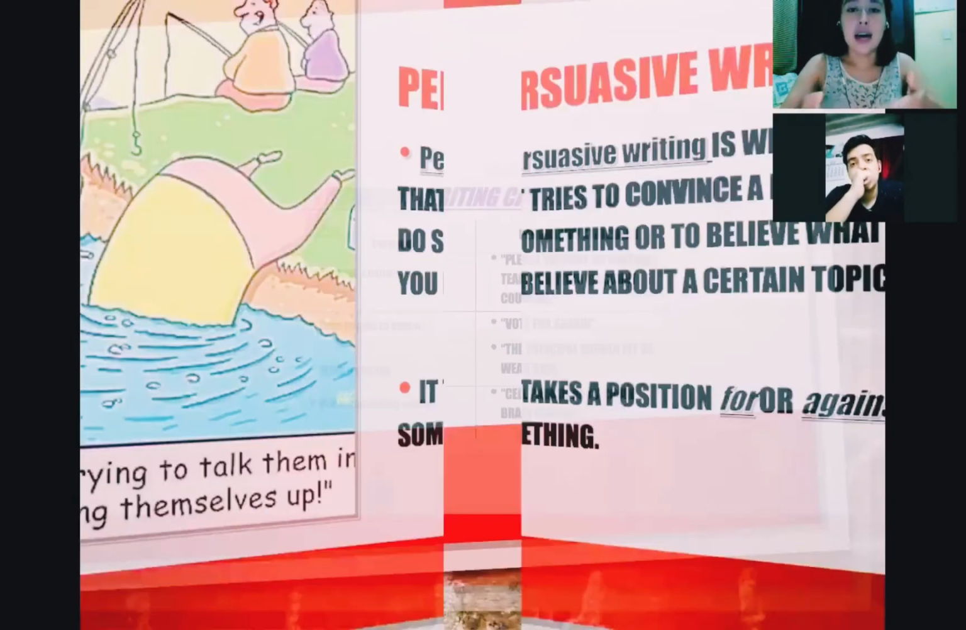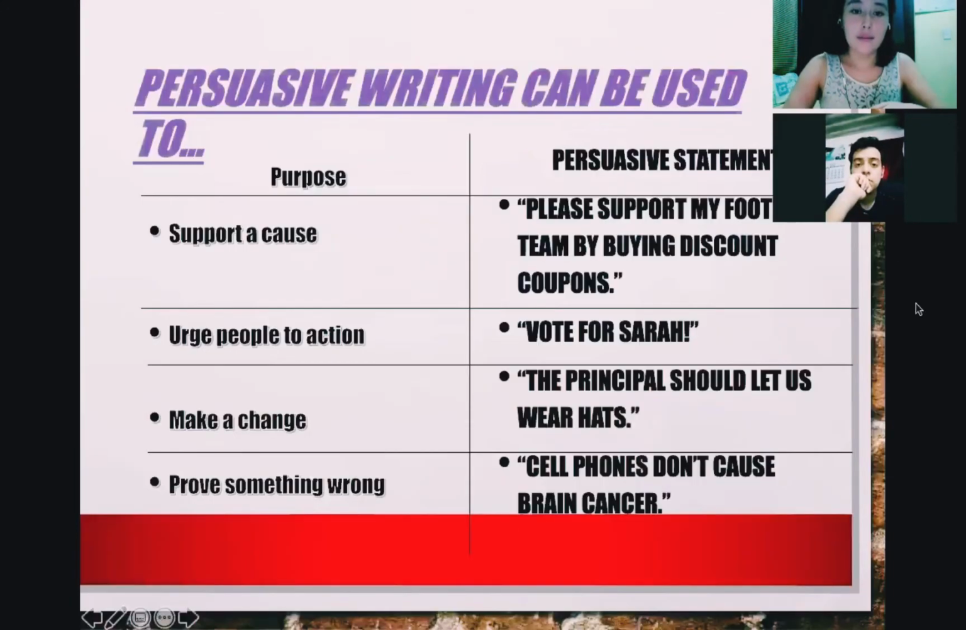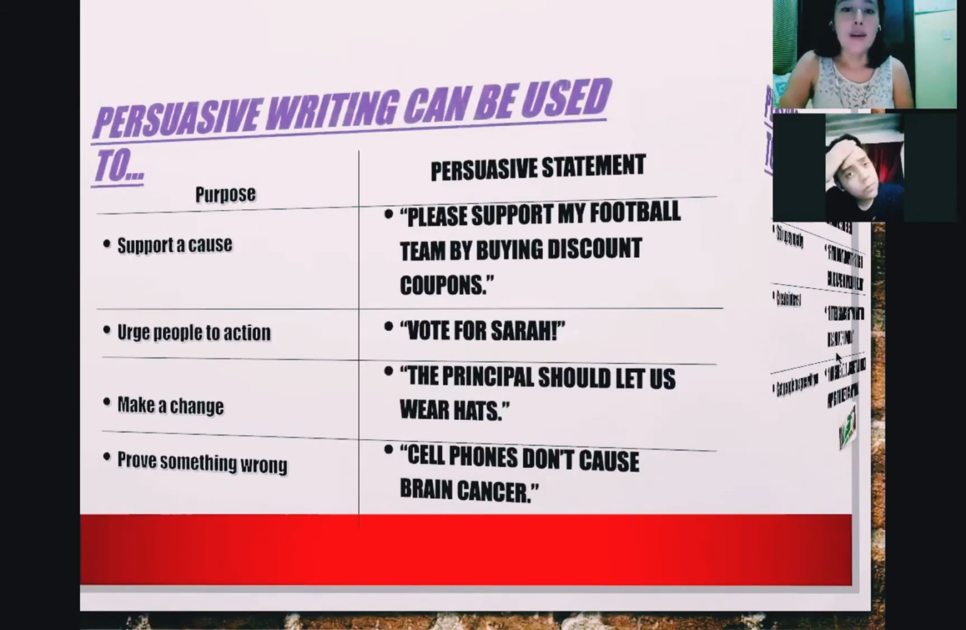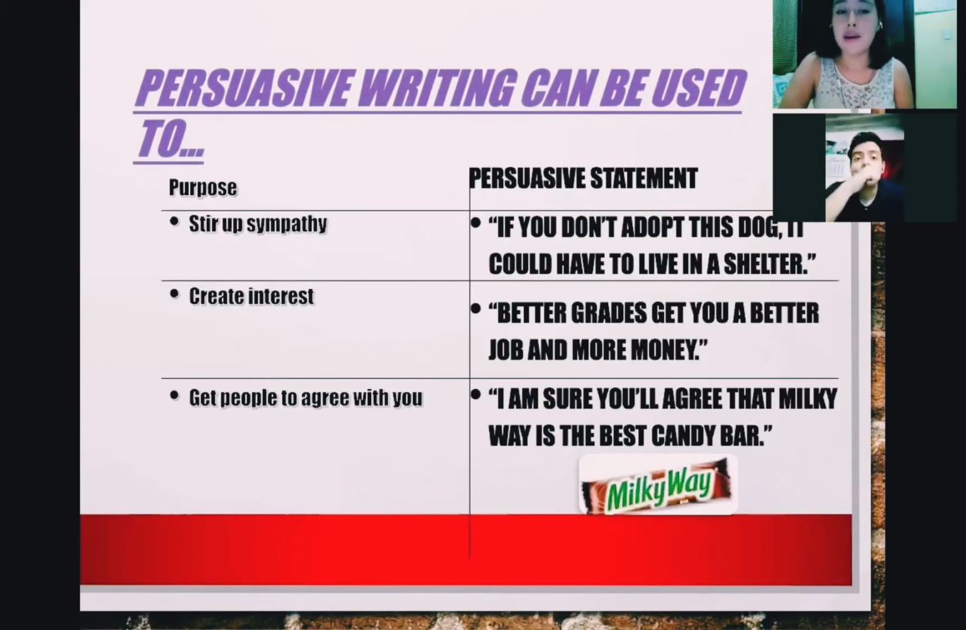There are different purposes that you can use for persuasive writing. We have support a case, urge people to action, make a change, or prove something wrong. With this persuasive statement, you're going to catch the readers with these different purposes. We have the next ones: stir up sympathy, create interest, and get people to agree with you. As I mentioned, it is necessary to convince others by showing whether you agree or disagree with the topic they are going to select.